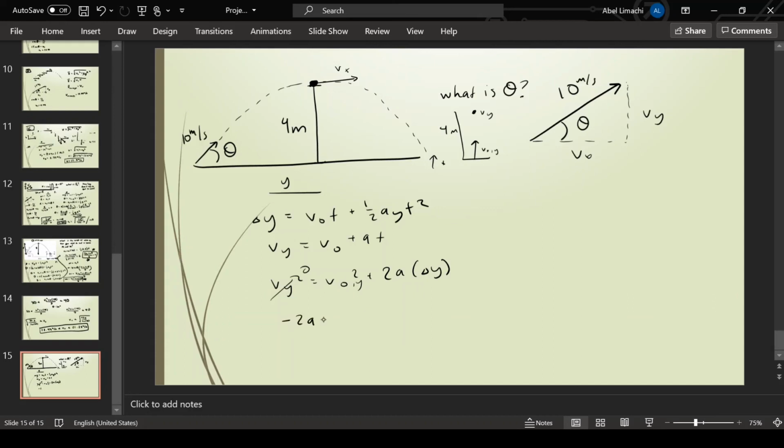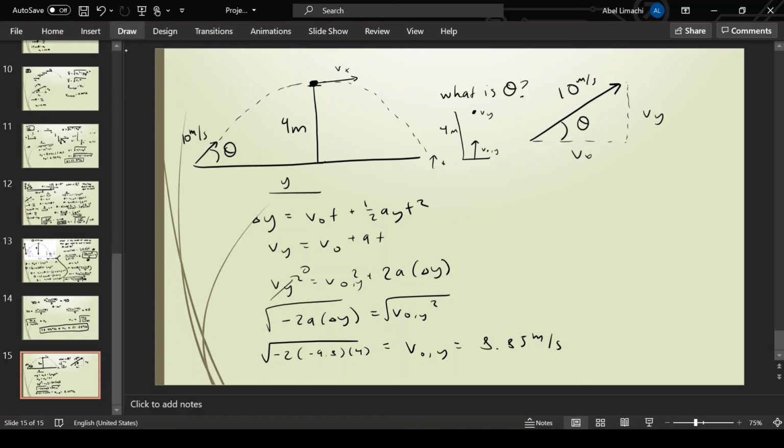We get negative 2a delta y is equal to V initial y squared. You square root negative 2, negative 9.8, 4. It's negative 9.8 because I called upwards positive. Square root of 2 times 9.8 times 4. We get V initial y is equal to 8.85 meters per second. So we figured out what this was.